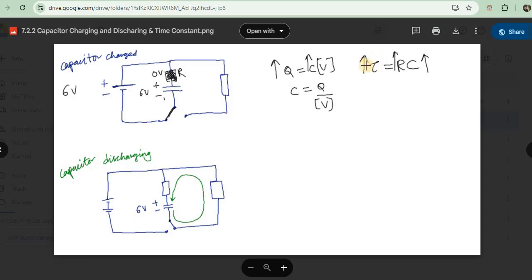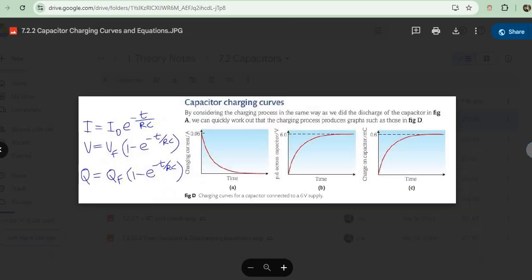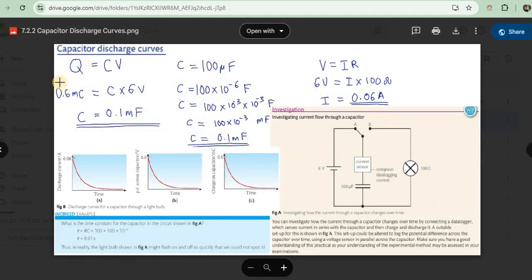And here we have a Greek letter tau. This is called the time constant. It is R, the resistance of the resistor, times C, the capacitance of the capacitor. These are the diagrams for capacitors charging and discharging. You see here 7.2.2, capacitor charging curves and equations. Then for capacitor discharging, 7.2.2, again capacitor discharge curves. So here this is discharging, and you have to be familiar with these calculations.